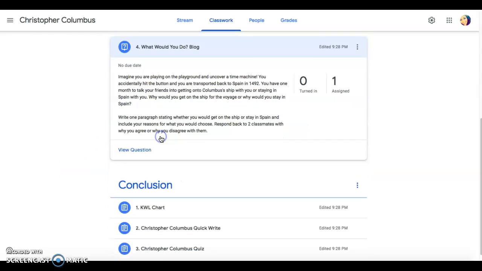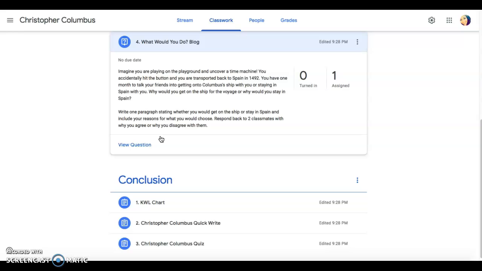The next assignment is a what-would-you-do blog. They're going to imagine that they're playing on the playground and that they find a time machine and hit the button and are transported back to 1492. They have one month to talk their friends into getting on Columbus's ship with them or staying in Spain. Then they're going to decide if they would get on the ship or stay in Spain. They're then going to write one paragraph on whether they're getting on the ship or staying in Spain, and include the reasons why they chose to do so.